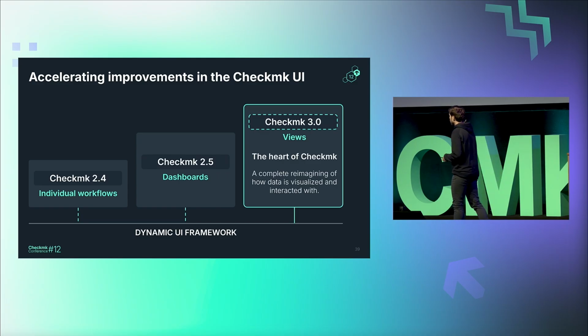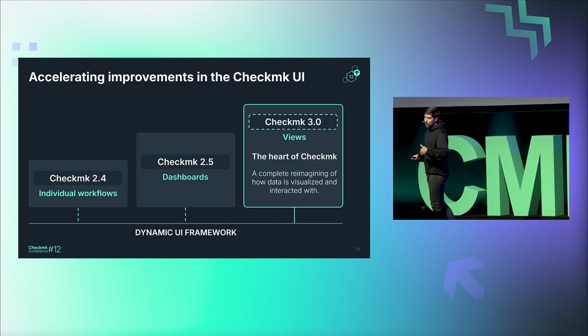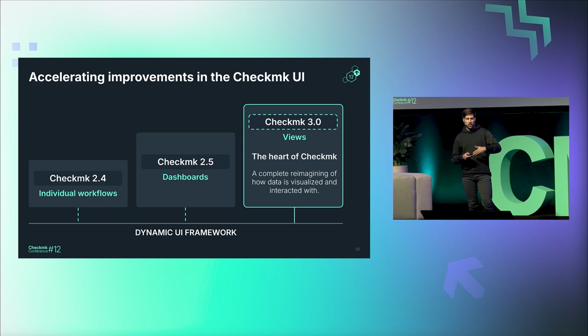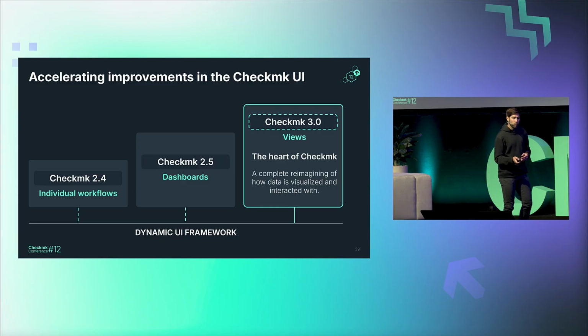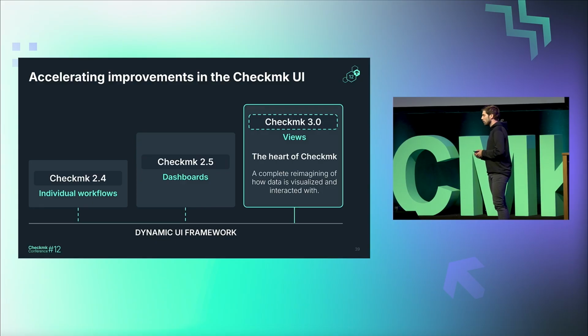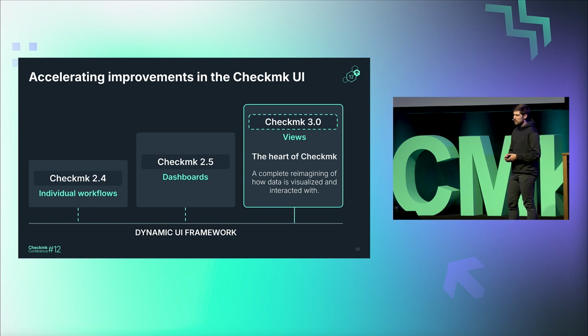The last few years, we actually accelerated our development in the UI. This has been possible because we changed a lot in the background, a lot of the architecture that drives our whole system. We tore apart lots of the code, moved it to a new framework, moved it to front-end rendering. In 2.4, we started with individual workflows, something like quick setup, which you are probably now very familiar with, something like notifications. In 2.5, we doubled down in that direction by improving a lot across the dashboards.